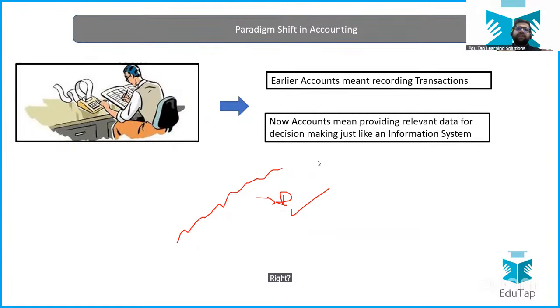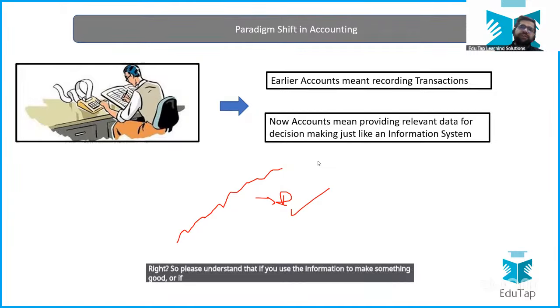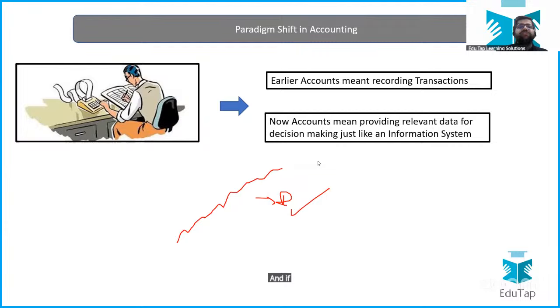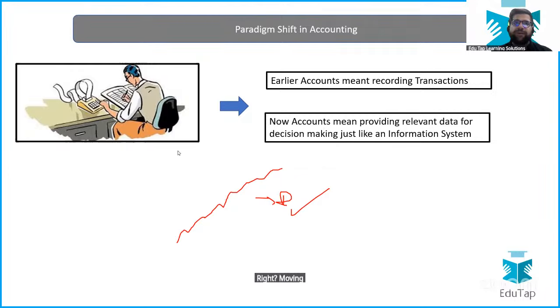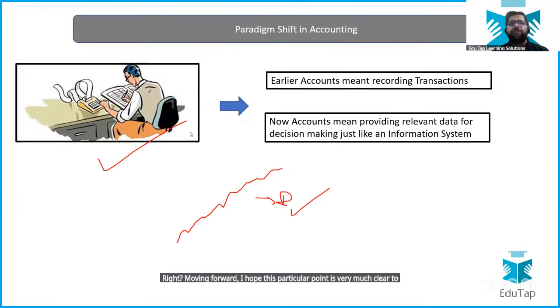So please understand that if you use the information which is given to you by recording, and if you utilize this particular information, then definitely your business will be doing very, very good, right? Moving forward, I hope this particular point is very much clear to all of you, right?